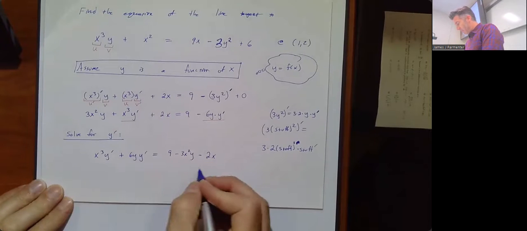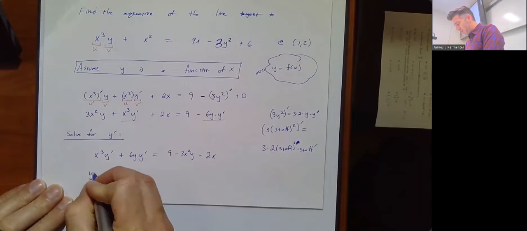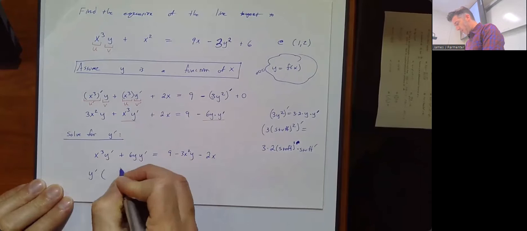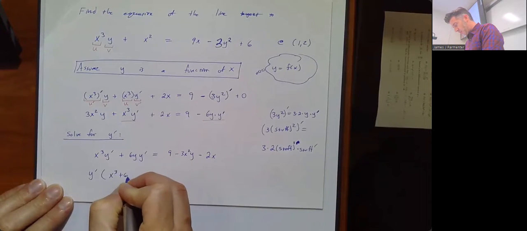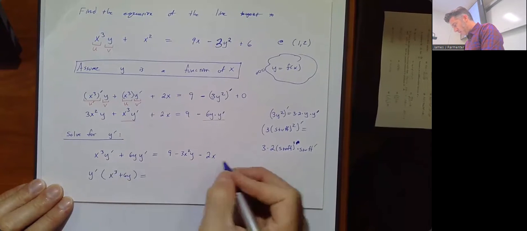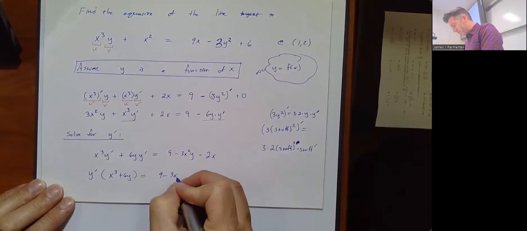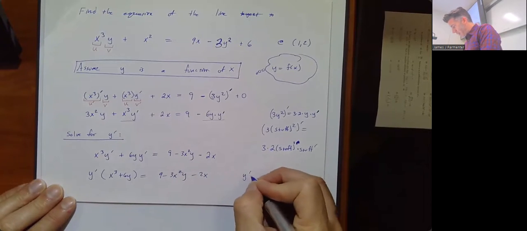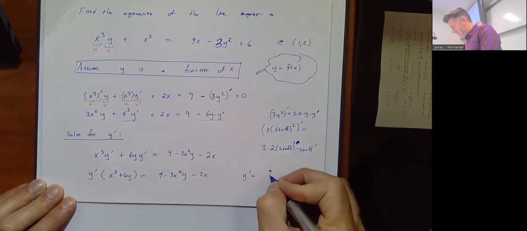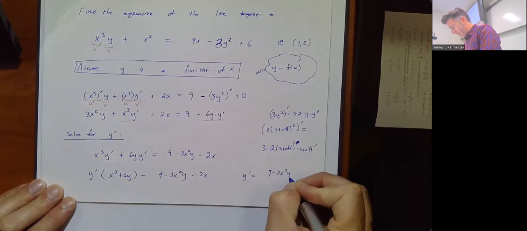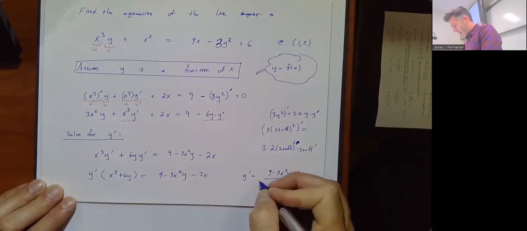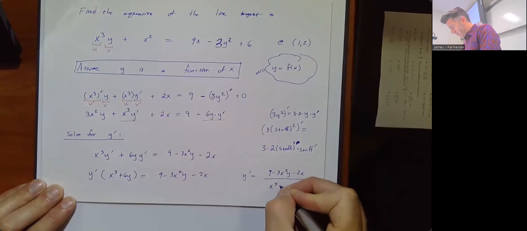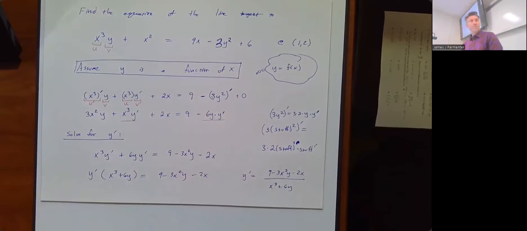So if we're solving for y prime here, we're going to factor out the y prime, and we're left with x cubed plus 6y equal to all this stuff over here. And then finally, y prime is equal to all that stuff over there, 9 minus 3x squared y minus 2x, divided by x cubed plus 6y. So there's your derivative in terms of x and y. I know it looks gross.